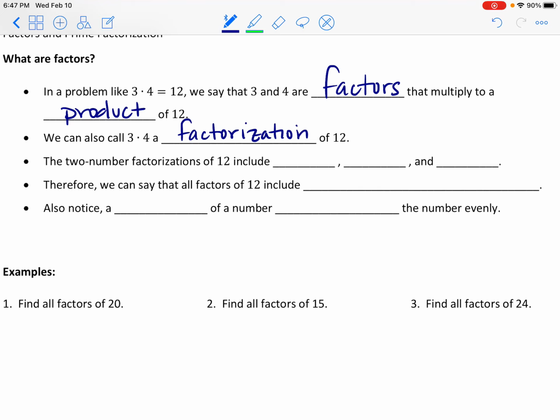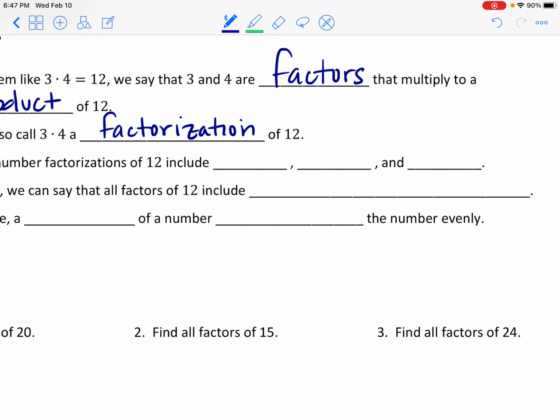And in fact, there are a few different two-number factorizations of 12. So for instance, we could multiply 1 times 12 to make 12. We would call that a two-number factorization. We could say 1 and 12 are factors of 12. We could multiply 2 times 6 to make 12. So again, that would be a two-number factorization of 12, or 2 and 6 are factors of 12. And then the pair that we looked at just a moment ago, which was 3 times 4. So 3 times 4 is another two-number factorization of 12, or 3 and 4 are factors of 12.